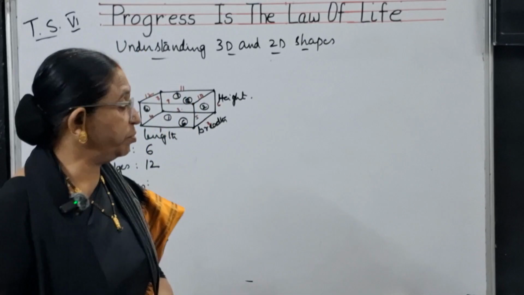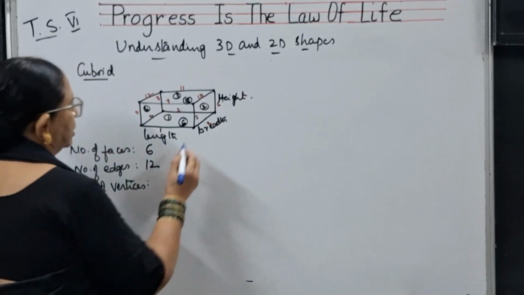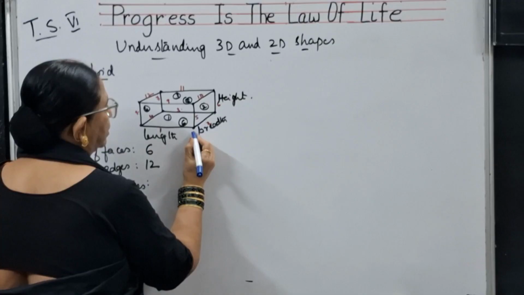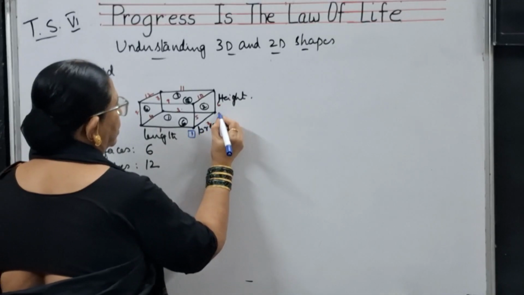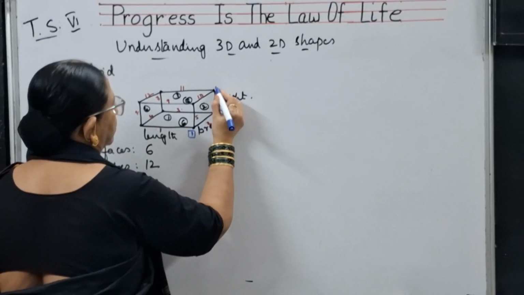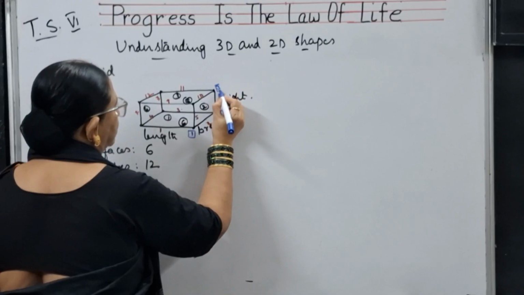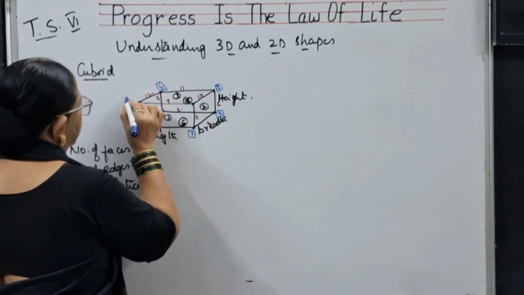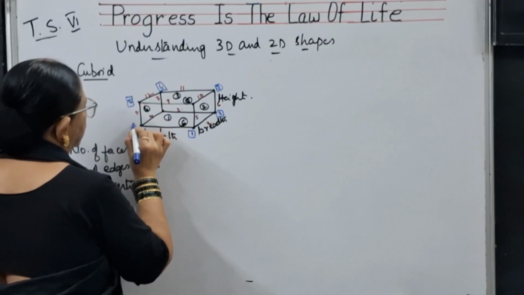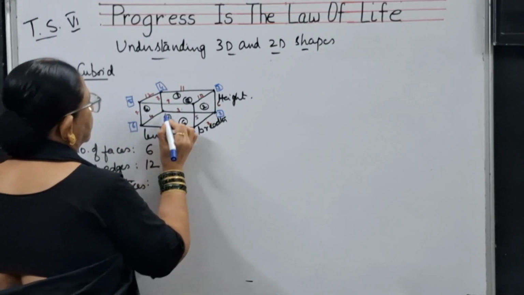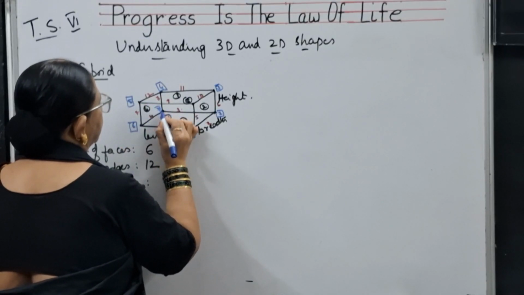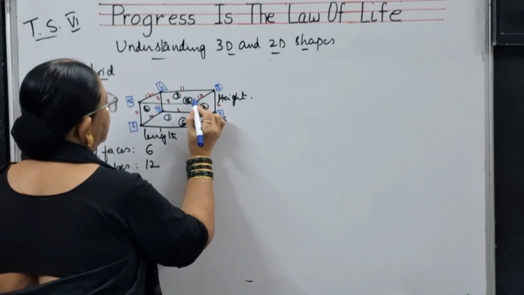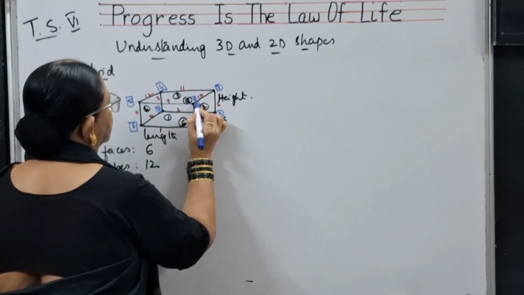So two line segments, when they meet, they are vertices. Two or more than two. So here it is. This is one vertex, and this is the second vertex. This is the third vertex. This is the fourth vertex. Fifth vertex. Sixth vertex. This is the seventh vertex, and this one is the eighth vertex.